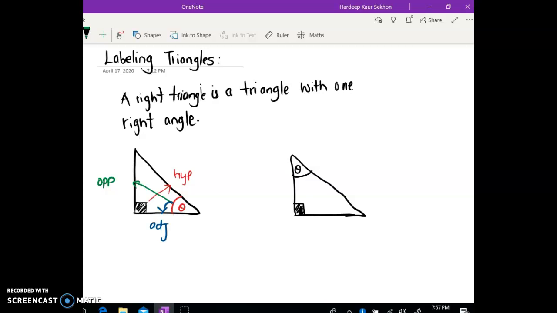Alright, so let's do that. The side that is opposite to the 90-degree angle is called the hypotenuse. The side that is opposite to the angle theta is the opposite side. The side that is next door is called the adjacent side. So in trigonometry, it's super duper important to learn how to label the triangle. That is your step number one when you are trying to solve sine, cosine, and tangent ratio questions.